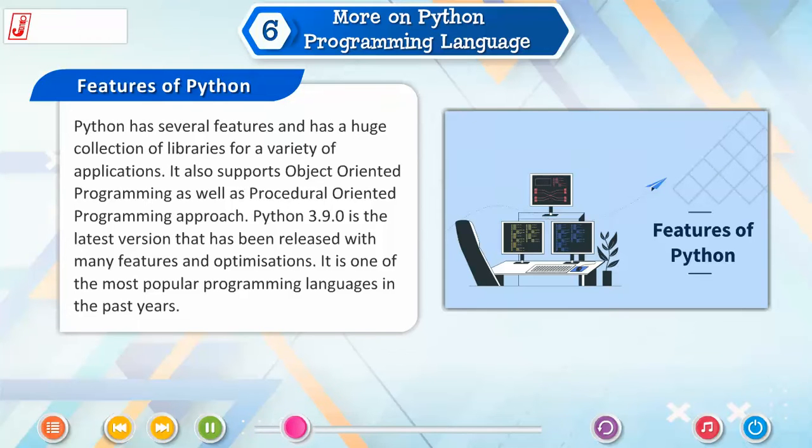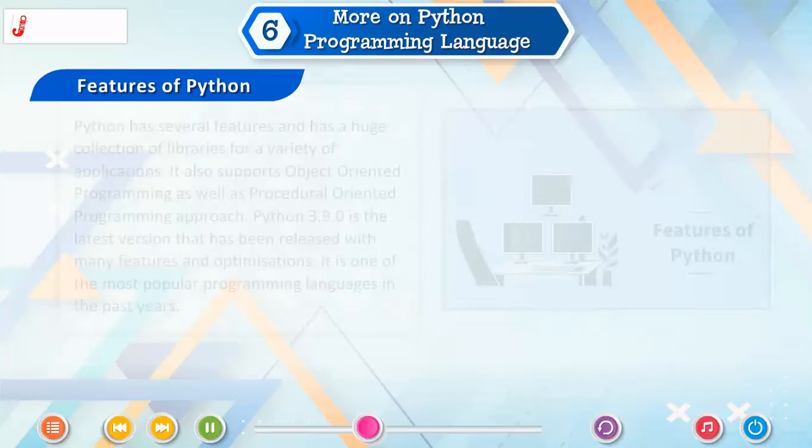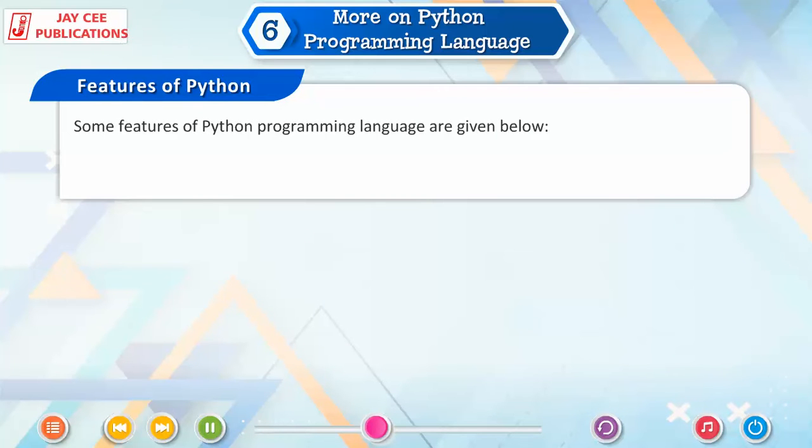Features of Python. Python has several features and has a huge collection of libraries for a variety of applications. It also supports object-oriented programming as well as the procedural-oriented programming approach. Python 3.9.0 is the latest version that has been released with many features and optimizations. It is one of the most popular programming languages in the past years. Some features of Python programming language are given below.